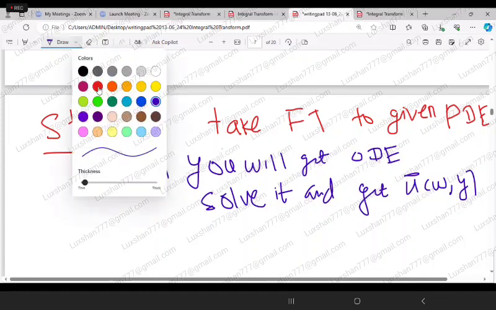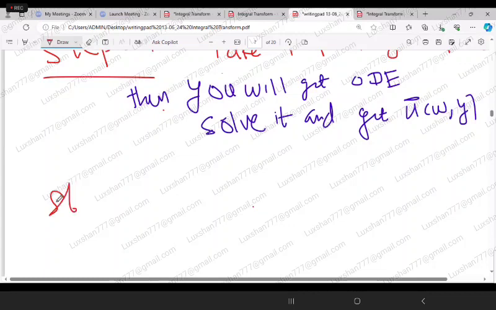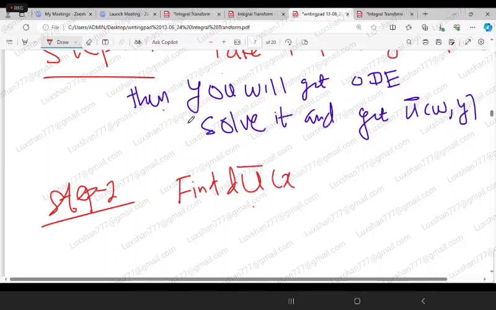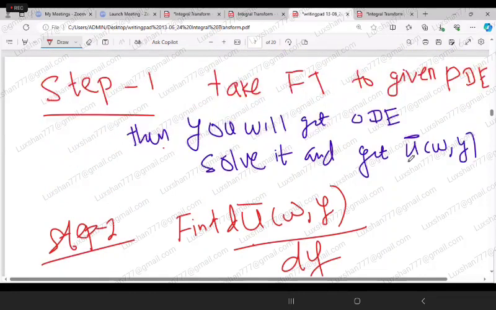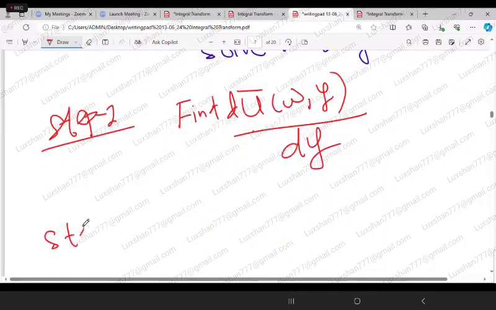Step number two: find d u bar(omega, y) over dy. This is nothing, you just find this one. Here you know this one.